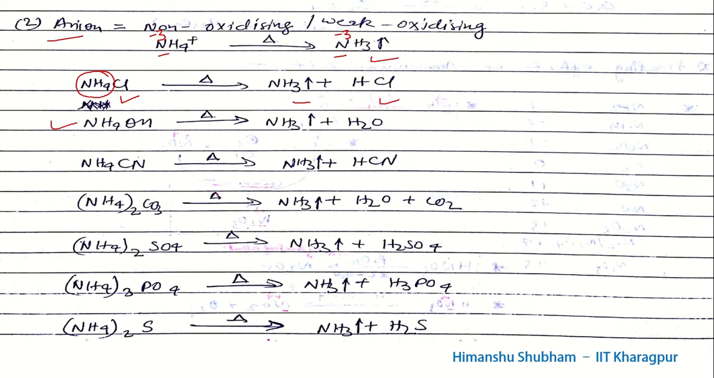Similarly, for the rest of the cases, NH4OH would convert into NH3 plus H2O, NH4CN would convert into NH3 plus HCN, (NH4)2CO3 would convert into NH3 plus H2CO3, and (NH4)2SO4 would convert into NH3 and H2SO4, and (NH4)3PO4 would convert into NH3 and H3PO4. (NH4)2S would convert into NH3, and the two hydrogens that would remain here would combine with S to form H2S. To balance the reaction, we can multiply this NH3 by a factor of 2.